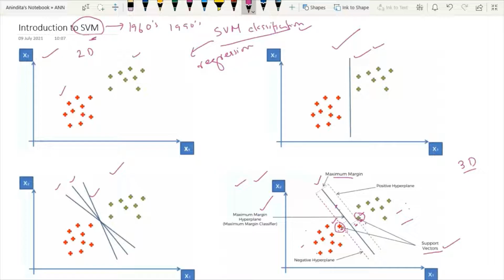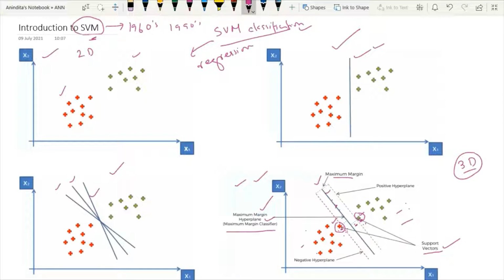Now, the line in the middle is called the maximum margin. I have explained that. But it is also known as the hyperplane, or the maximum margin classifier. Now we have to understand this concept. In 2D space, it is a classifier. However, in multi-dimensional space, it is known as a hyperplane. This line is known as the hyperplane. Why? I will explain it in the next slides.